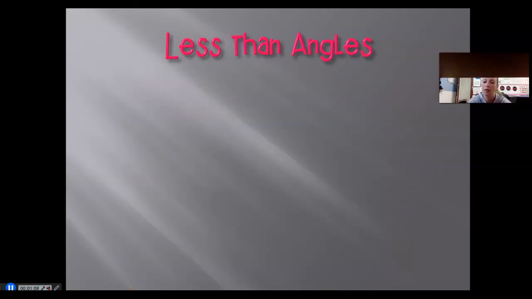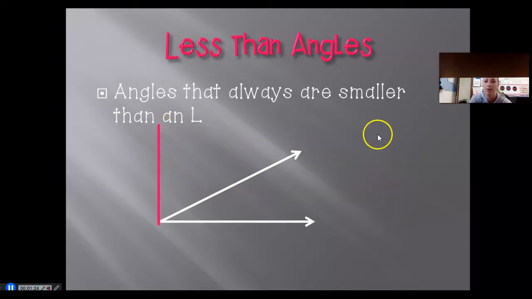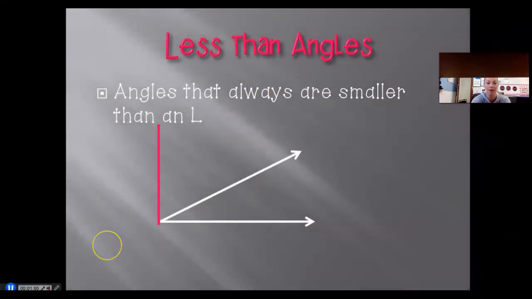We also have something called less than angles. Less than angles are always smaller than an L. So here is a less than angle. Notice that it is smaller than a right angle, or smaller than the L. So with my arms, I can make a less than angle. Sometimes these are called acute angles. So here is my right angle. Anything that's in front of my face would be considered an acute angle. So I could go anywhere within here, and that is an acute angle.